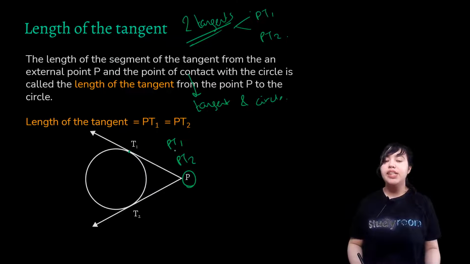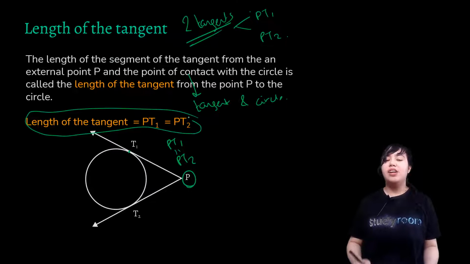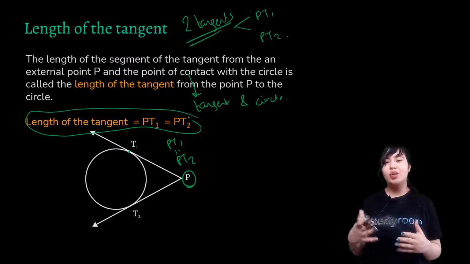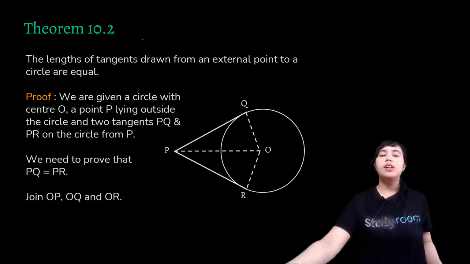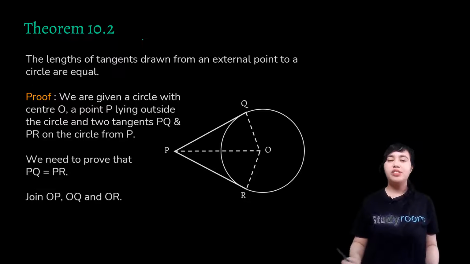So PT1 is actually equal to PT2. This is very important, and we'll be proving this by means of a theorem also, which follows up next. So length of tangent is PT1, PT2, and both the lengths are equal. So now we move on to the second theorem for the day.